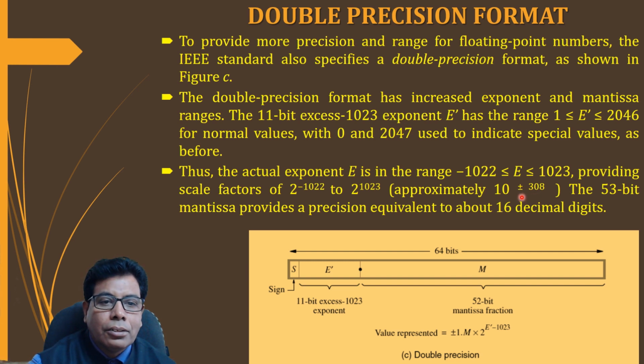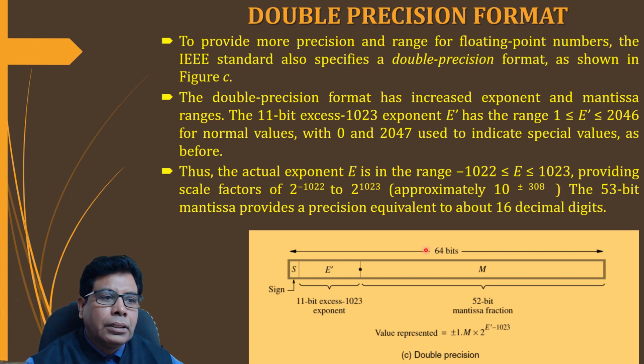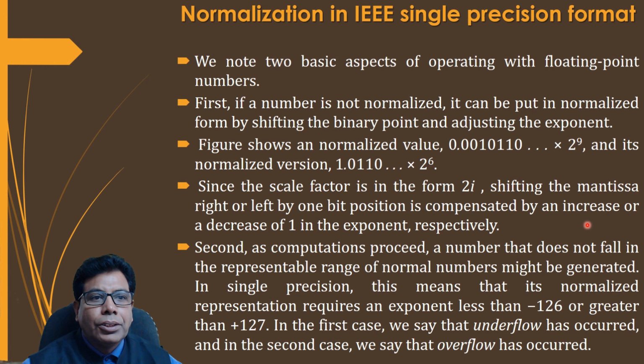That is, you might have learned it in C or C++. Then the last point, the 53-bit mantissa provides a precision equivalent to 16 decimal digits. So single precision was up to 7 decimal digits. Now here it is 16 decimal digits. Let us go to the next part, normalization.